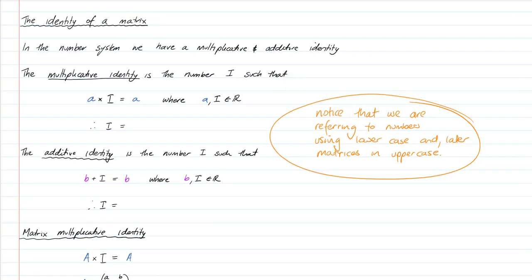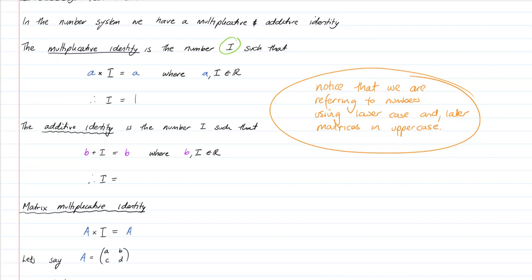The identity of a matrix. In a number system we have multiplicative and additive identities. So the multiplicative identity is any number I. We usually just call the identity this capital I, although you won't have seen it in a real number system, but you'll definitely see it in matrices. Any number I such that A times I equals A, where A and I are real numbers. So hopefully you recognise here that I is the number 1. We multiply by 1 in order to keep a number the same. The additive identity is any number I such that B plus I equals B. So when we add, what do we add to get the number itself? We add the number 0. So 0 is the additive identity in our real number system.